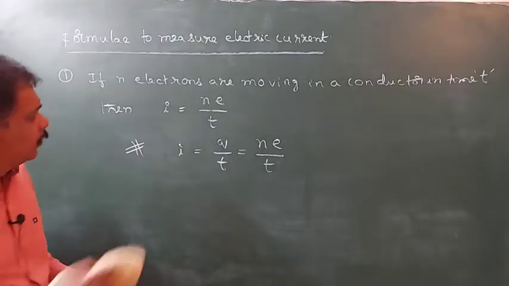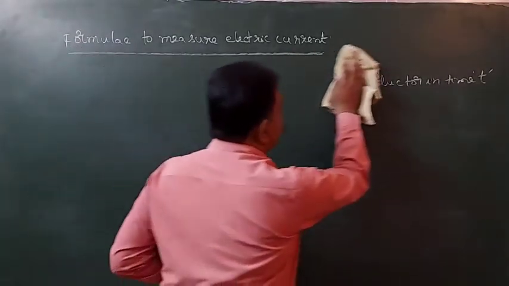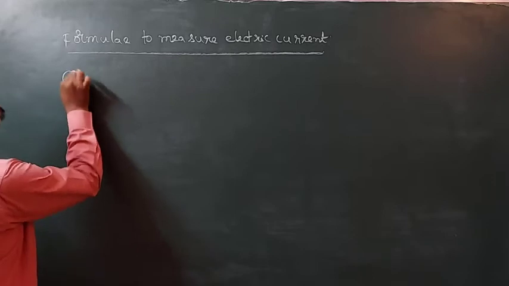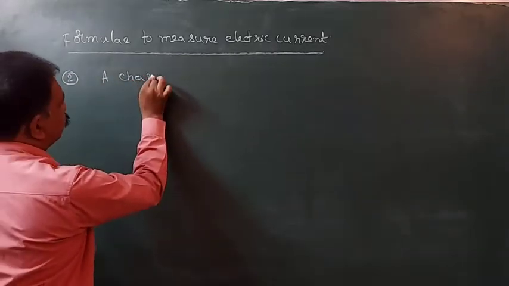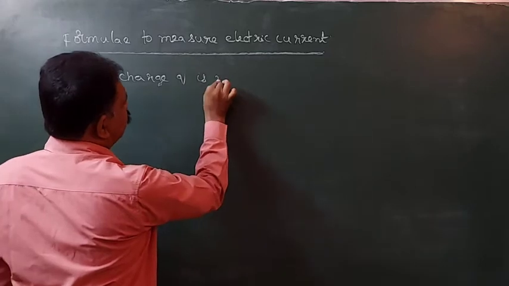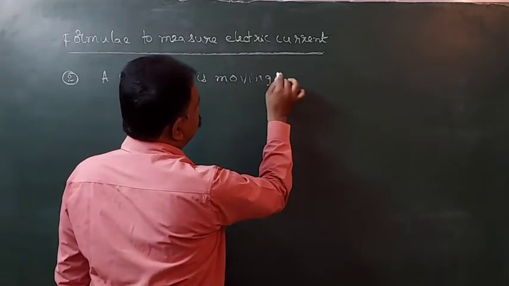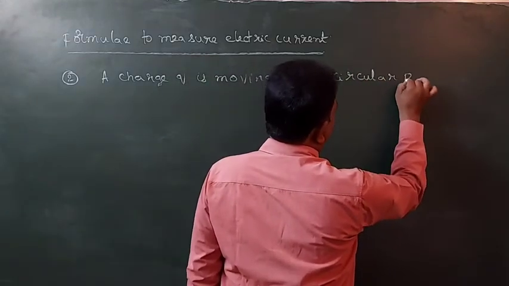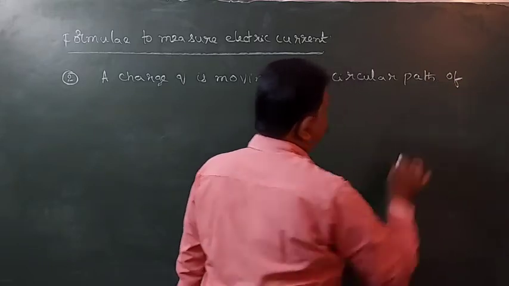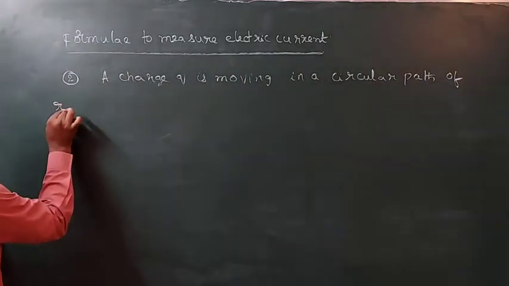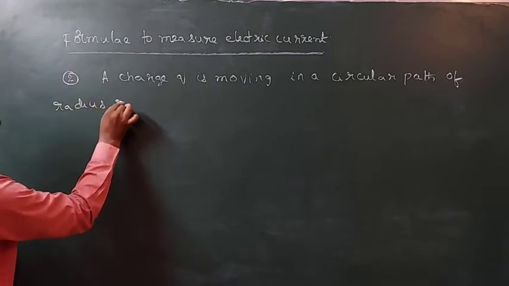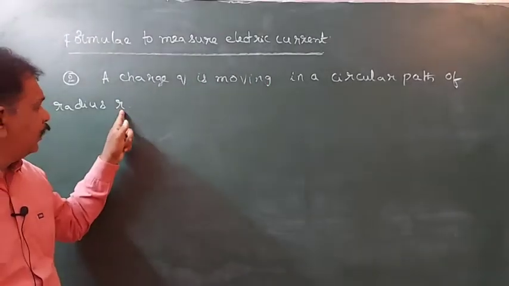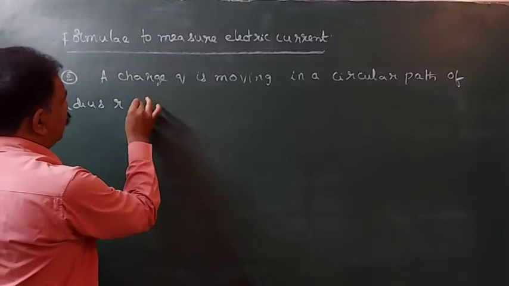Next, second one: a charge Q is moving in a circular path of radius r. A charge Q is moving in a circular path of radius r with velocity v.